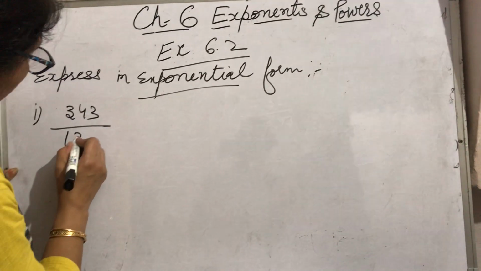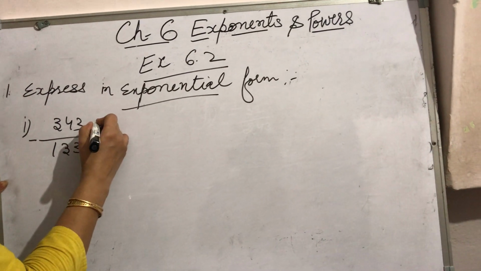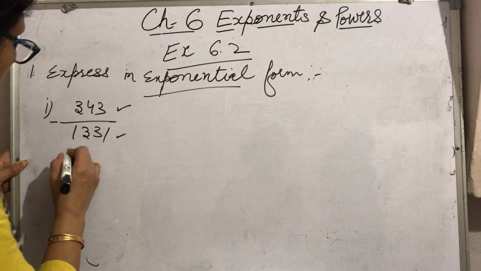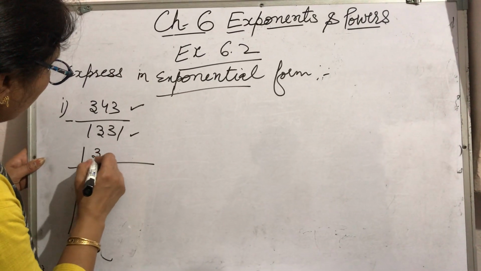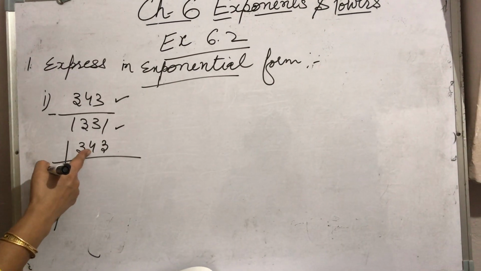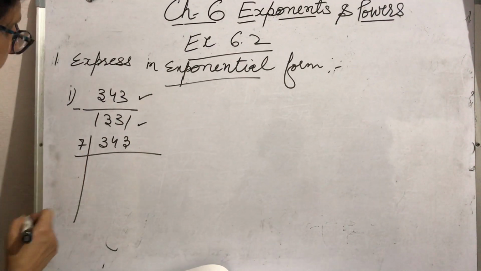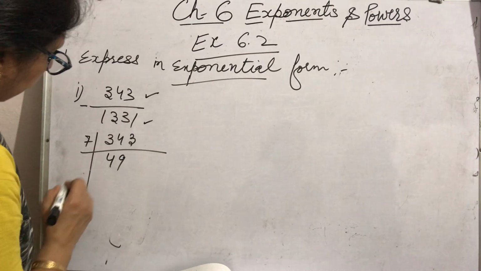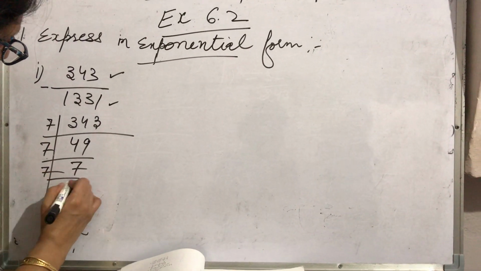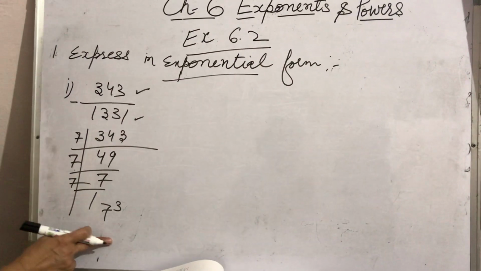upon 1331, negative. So we'll find the prime factors of the numerator as well as the denominator. First, find the factors of 343. 3 plus 4 is 7, plus 3 is 10. It is not divisible by 3, so it will be divisible by 7. 7 sevens are 49, 7 sevens are 49, 7 ones are 7. So 7 raised to power 3.